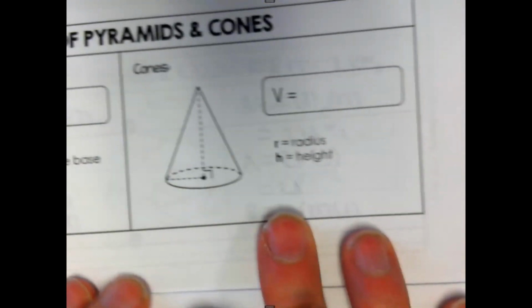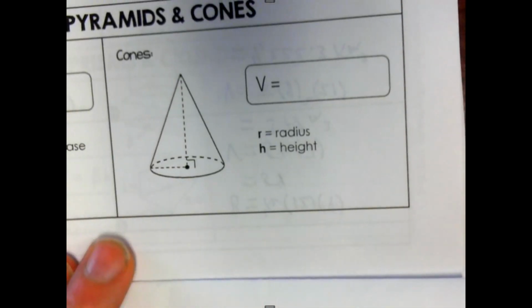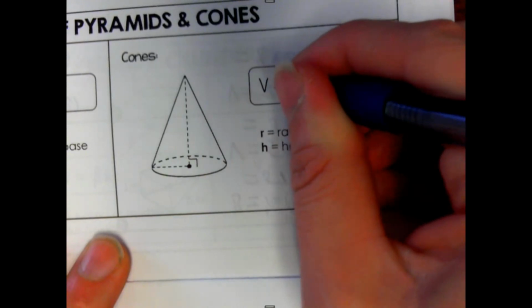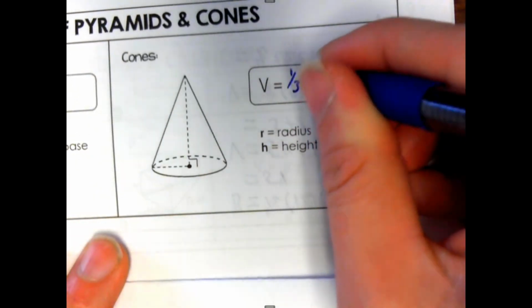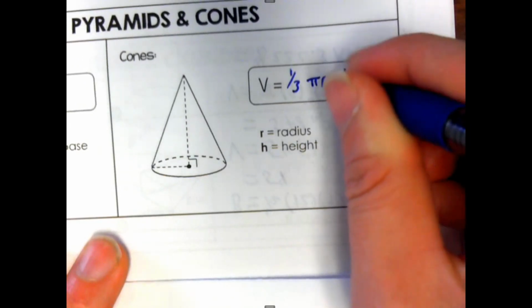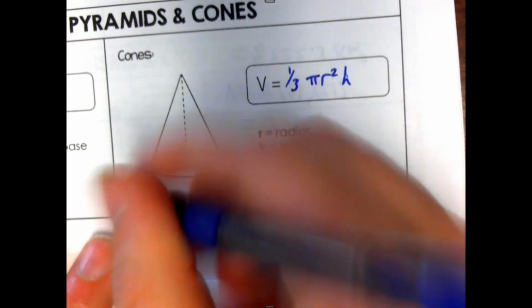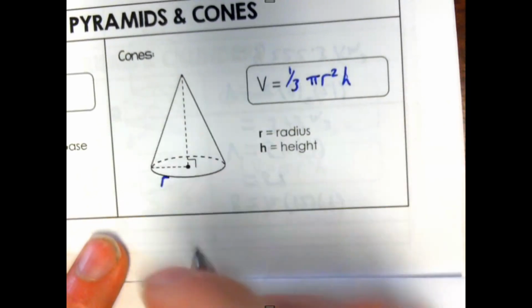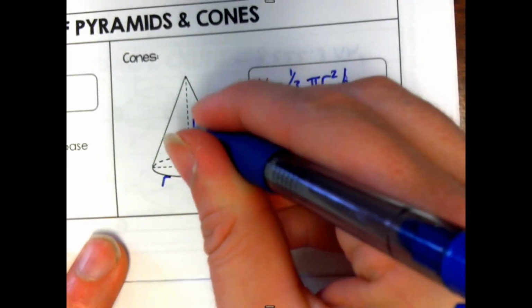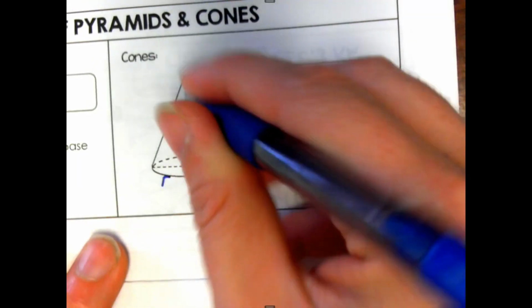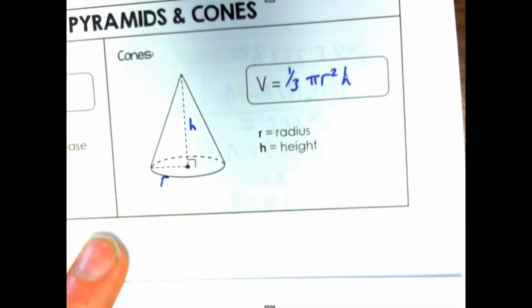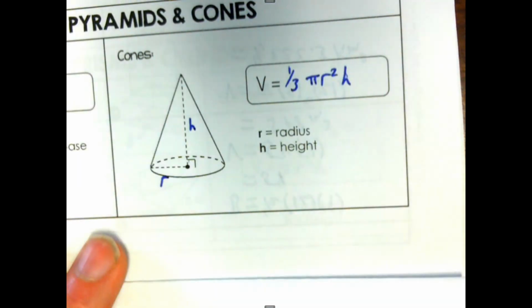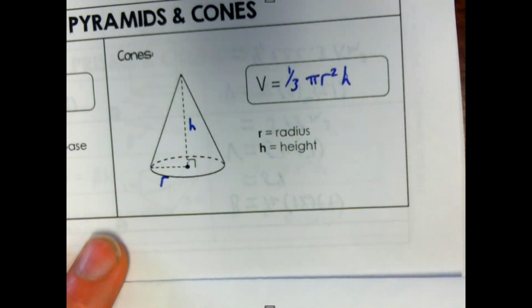Okay, next, the volume of a cone is 1/3 pi r squared h, where again, r of course is the radius of the circle that forms the base of the cone, and h is the height from the center of that circle up to the peak of the cone. So 1/3 pi r squared h.